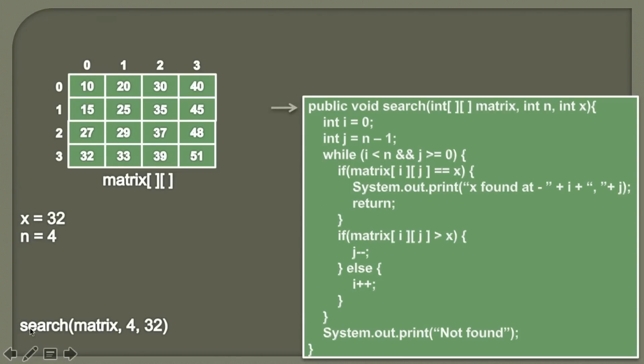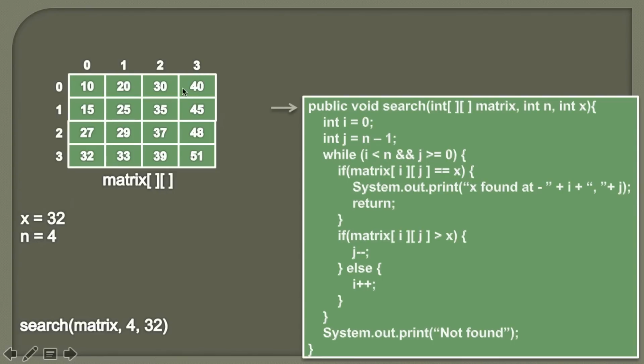Here we are simply calling this search method by passing in the 4 cross 4 matrix, the value of n, and the key which we want to search. We know that this matrix is sorted row wise and column wise. Therefore we start our searching from the top right corner of the matrix. Let's say we start from 0, 3 having a value of 40. We compare 32 with 40 and see whether 32 is equal to 40 or not. If it is equal to 40, we simply print that we have found our element at 0, 3.